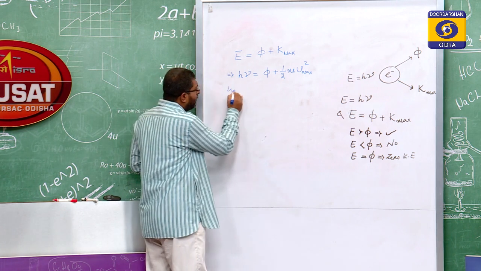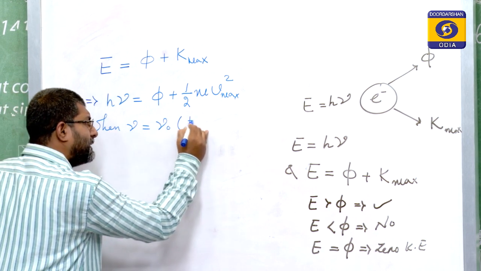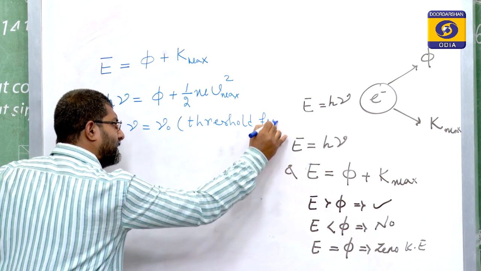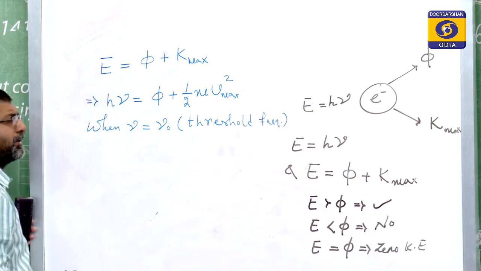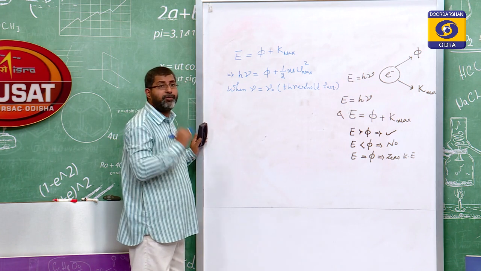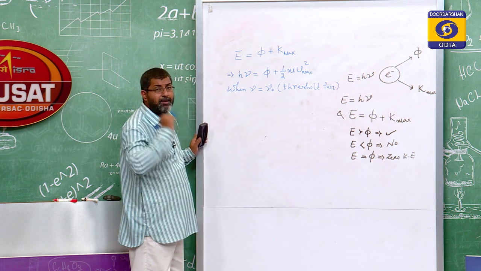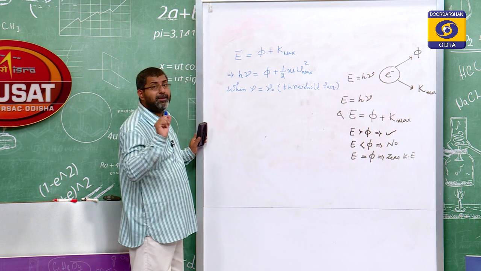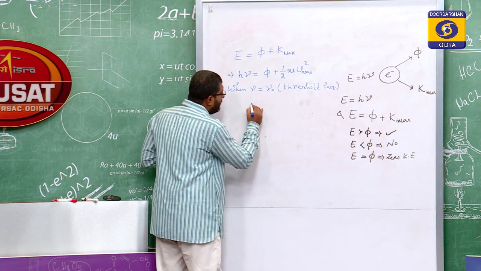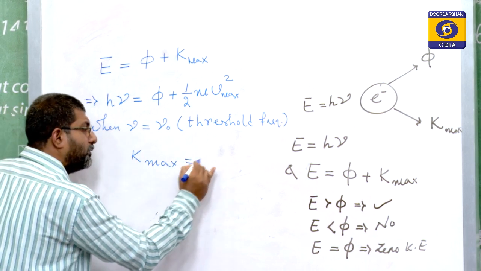When nu equal to nu 0, and what is this nu 0? This is the threshold frequency. And what is threshold frequency? This is the minimum frequency below which no electron emission occurs, or we can say in other sense, this is the minimum frequency at which electron emission just occurs with 0 kinetic energy. So, we can write when nu equal to nu 0, K max equal to 0.